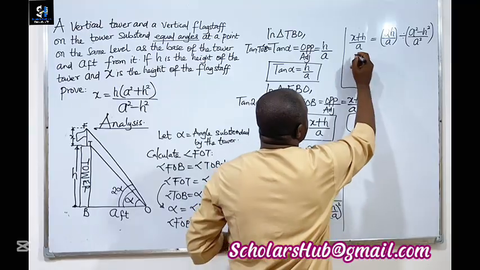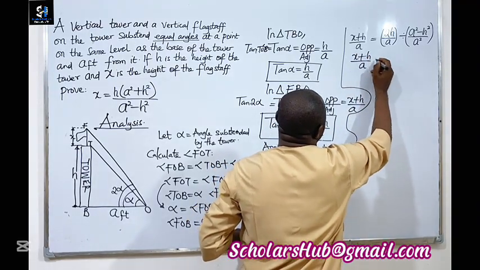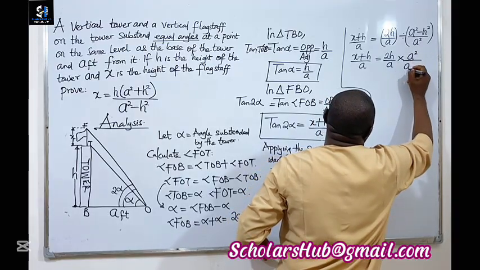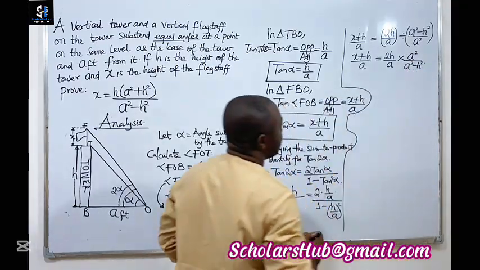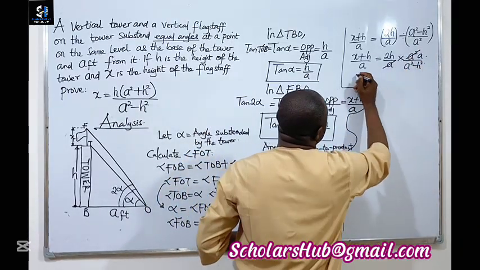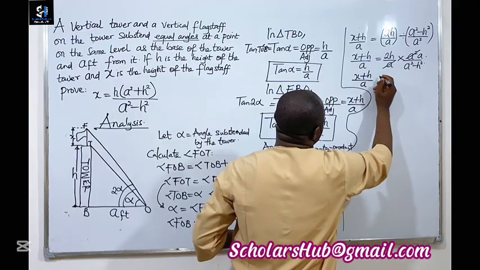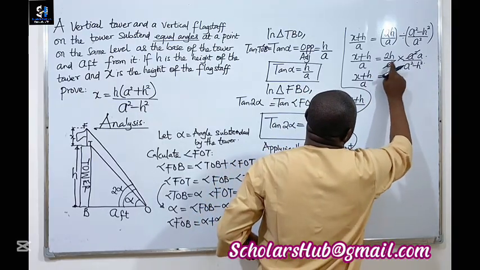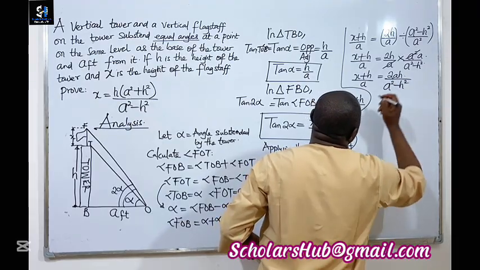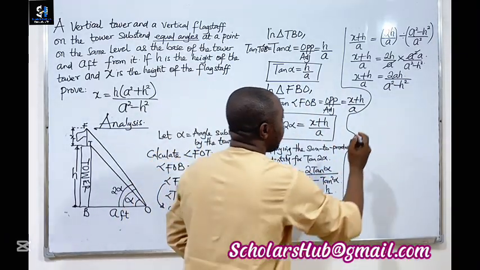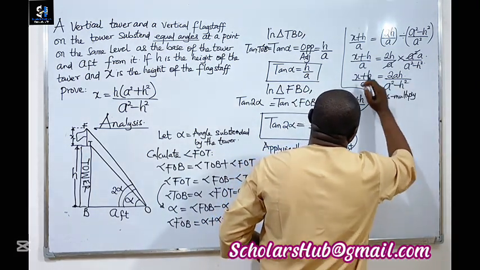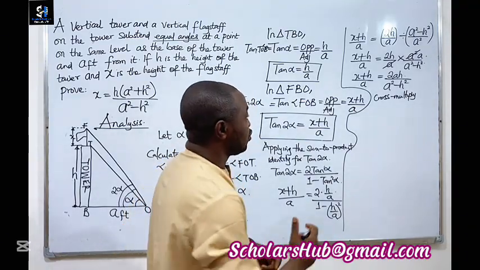When this is changed to a multiplication sign, this will flip. So now x plus h over a equals 2h over a multiplied by a squared over a squared minus h squared. So a squared divided by a will be a. In this case, we have x plus h over a equals 2ah over a squared minus h squared. Now let me cross multiply. There's a shortcut here, but let's do cross multiplication.